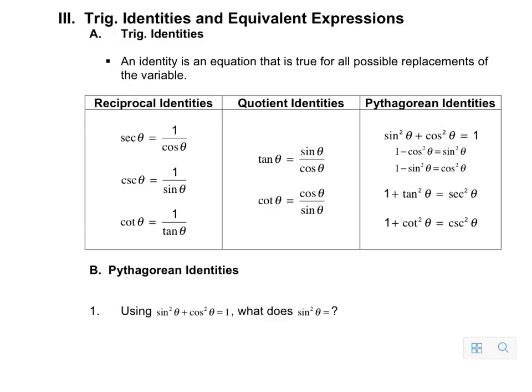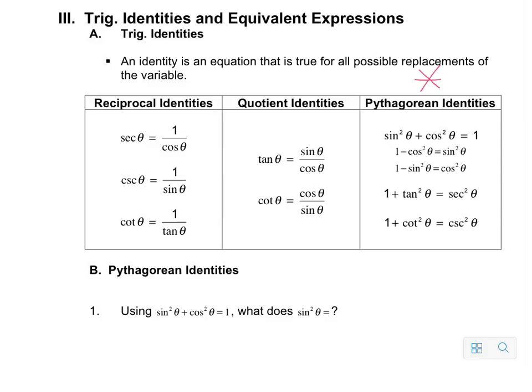Today we're going to talk about trig identities and equivalent expressions. First we're going to start off with trig identities. Now the first two columns there you should already know by heart, the reciprocal identities and the quotient identities. It's the third column that should be brand new to you.